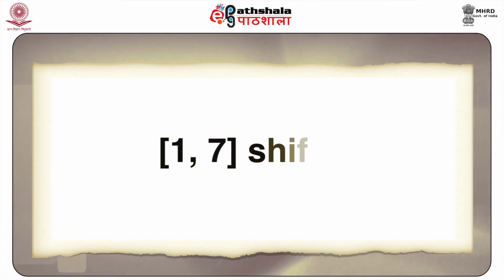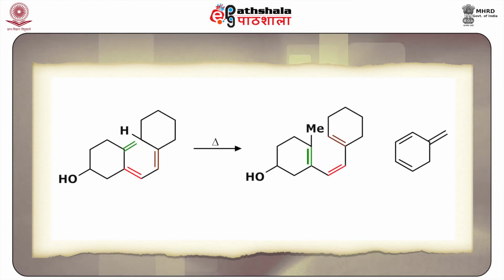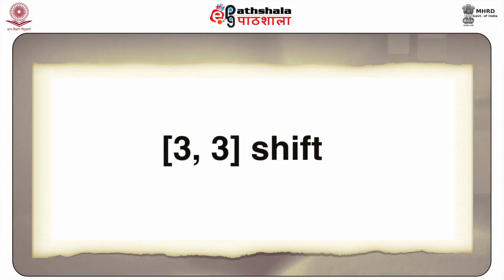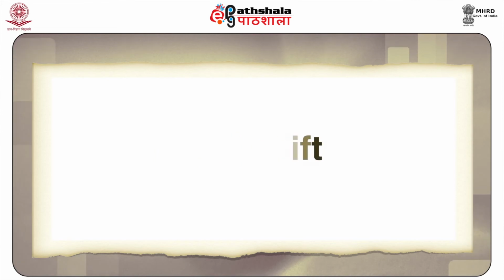Next, let us talk about 1,7 shift reactions. Photochemical 1,7 shifts are suprafacial, and there are many examples of such reactions, as you can see in the equation. Let us talk about a 3,3 shift now.